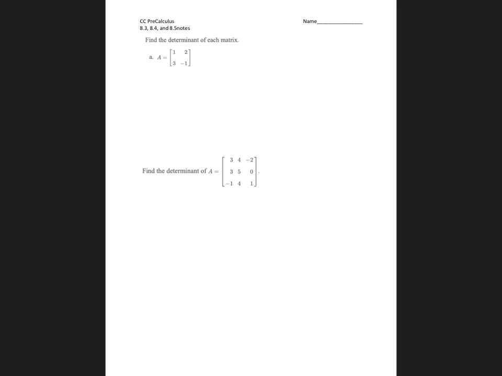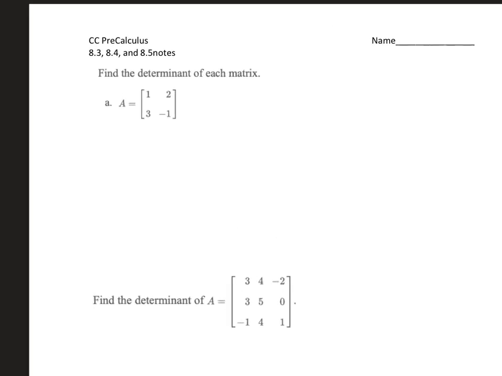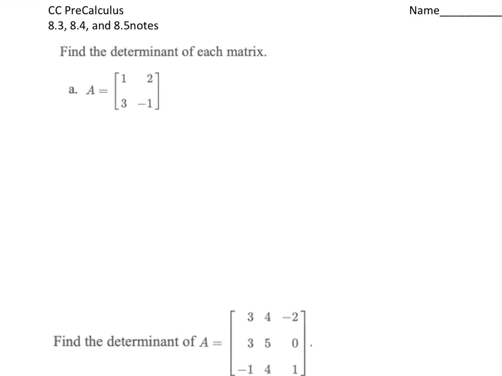All right, just some more practice on finding determinants. Remember, determinant tells you if an inverse exists. So for part A, for this 2 by 2 matrix, remember we do A times D minus B times C. So 1 times -1 is -1, minus 2 times 3 is 6. Gives us a determinant of -7. So that doesn't equal 0. So remember that means the inverse exists.